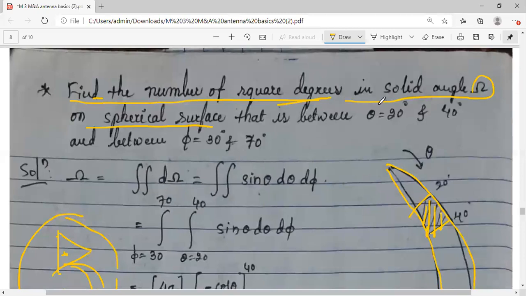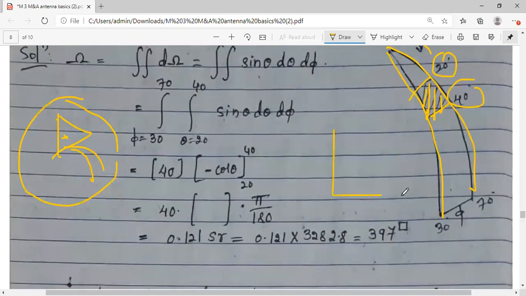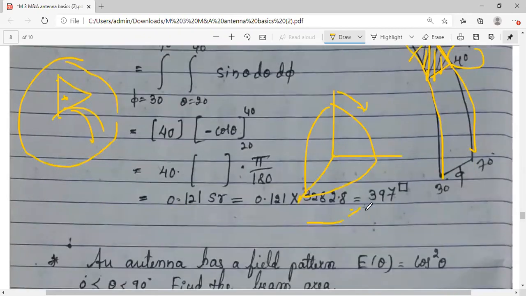Find the number of square degrees in the solid angle on the spherical surface. Theta range is given as 20 to 40, and phi range is given as 30 to 70. Theta varies from 20 to 40. You can see this is your spherical coordinate system. This variation is theta, so I have taken this direction 20 to 40. This variation is phi, so this direction is 30 to 70. It is already given to you.